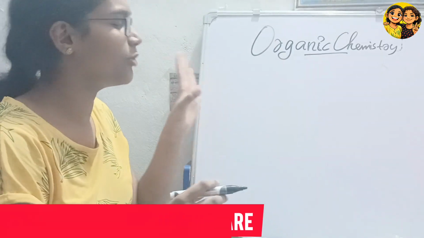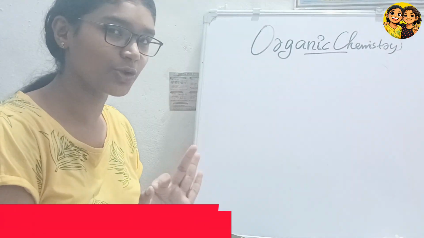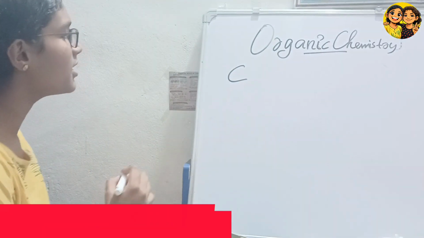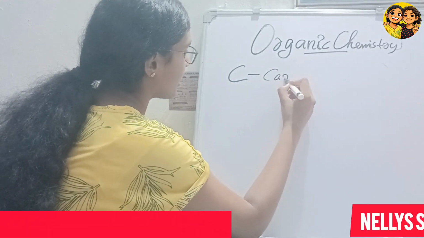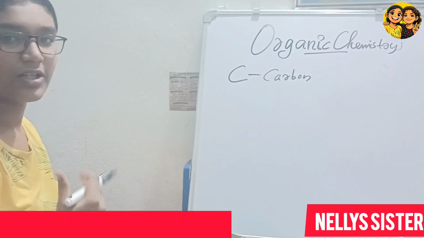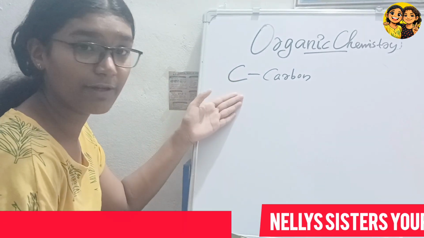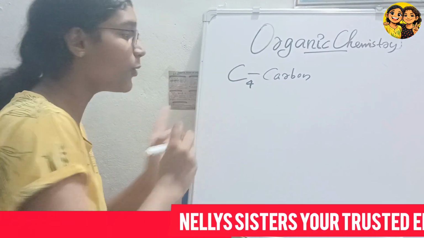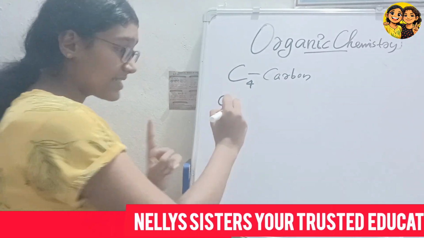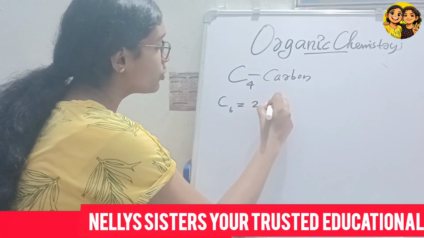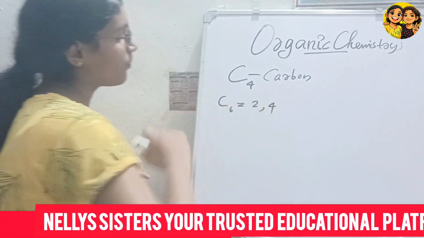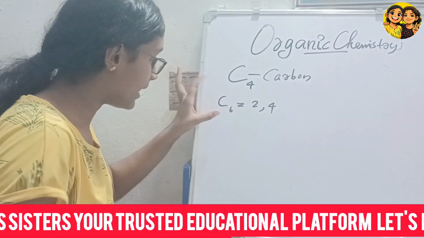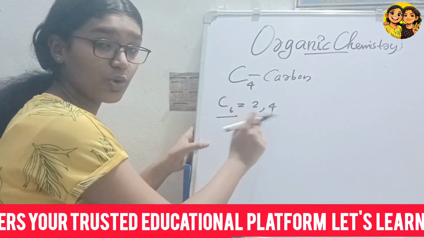First, let's understand organic chemistry. The main thing you need to know is about carbon. The carbon symbol is C, so I write this as carbon, right? So this is carbon. Now let me show you the valency of carbon is 4, that is C6, which is 2,4. So the valency of carbon is 4, and this was C6, that is 2,4.